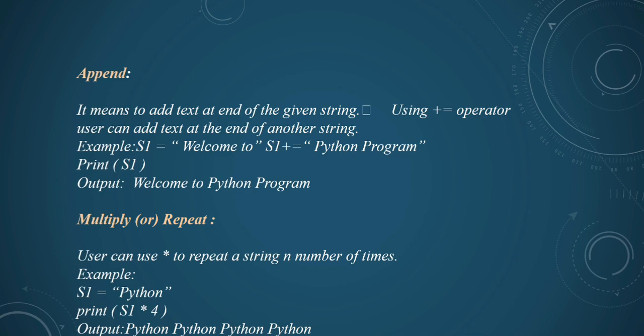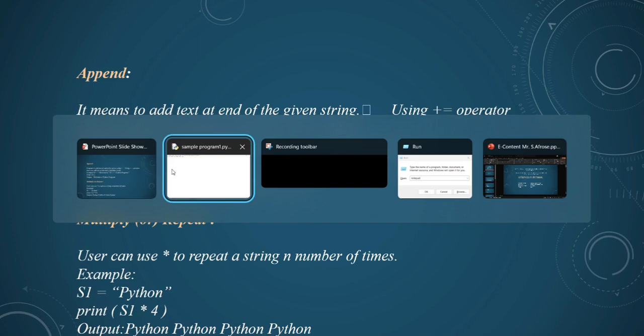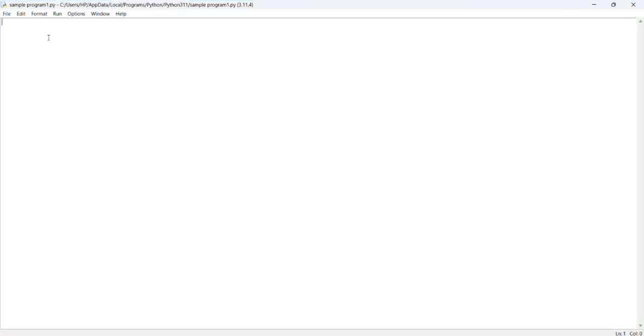Next, append. It means to add text at the end of a given string using the plus or plus-equal operator. The user can add text at the end of another string. Example: string 1 is welcome to. Then to string 1 we add Python programming, so I use string 1 plus. I print S1 to get the output. The output is welcome to Python programming. Okay, let's run this program. Let's run the append method.